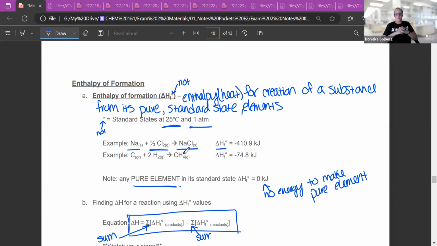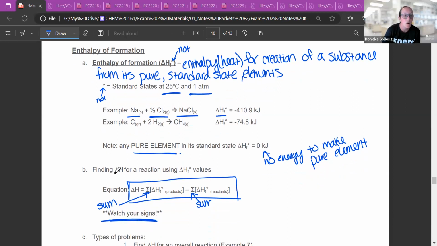Now, delta H formations are actually things you can look up in a table, and I did attach this table to where the notes are here. So I would print it off for you. It's like the appendix in a textbook. You won't get it on the exam, but it's going to be really helpful for all of the math you're going to be doing right now. So you can look up these values for almost any substance. If we have made it, we have probably found how much energy is associated with making it.